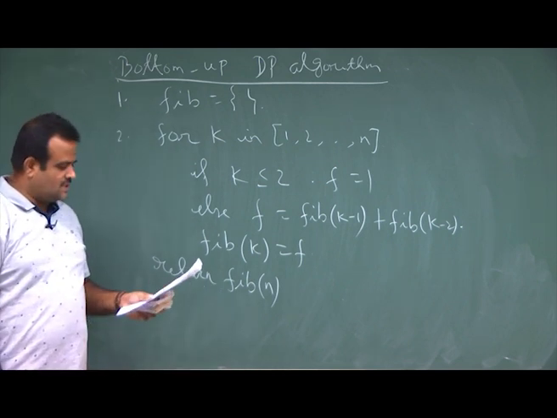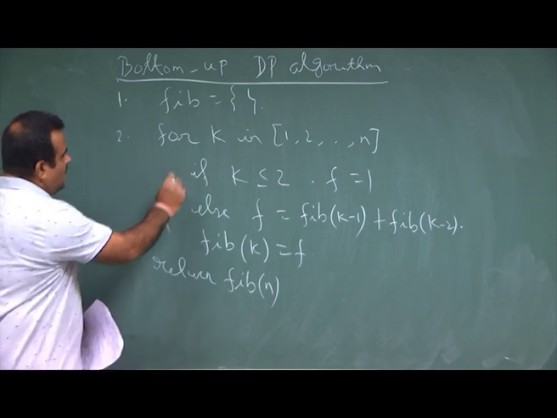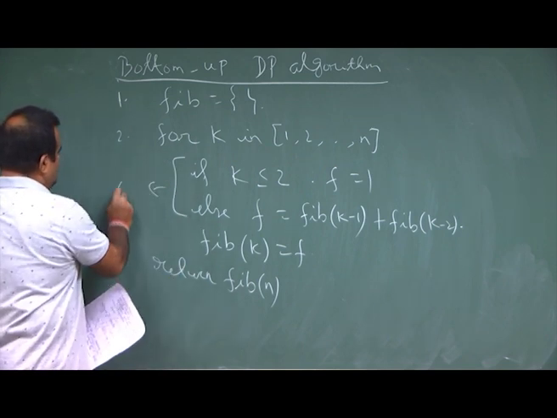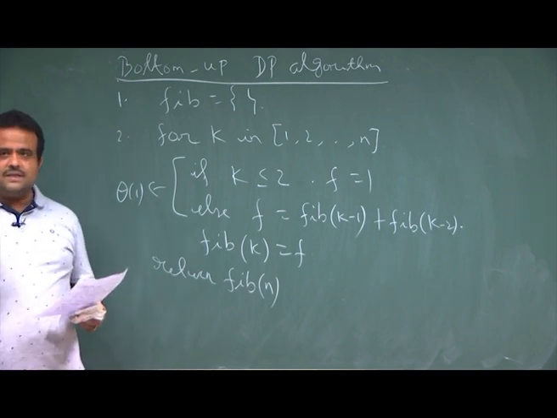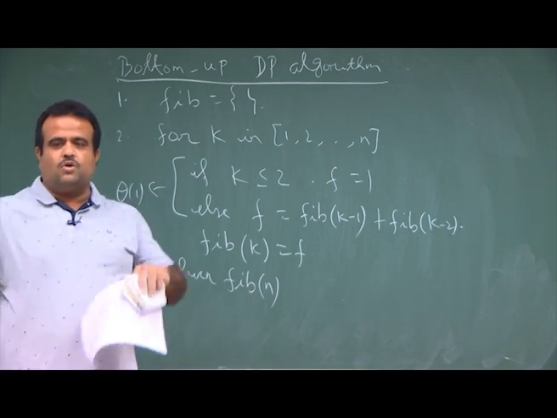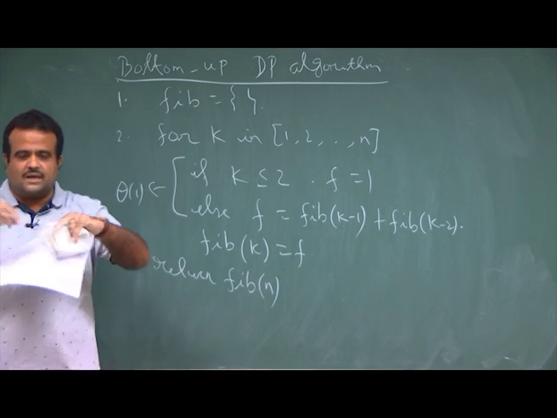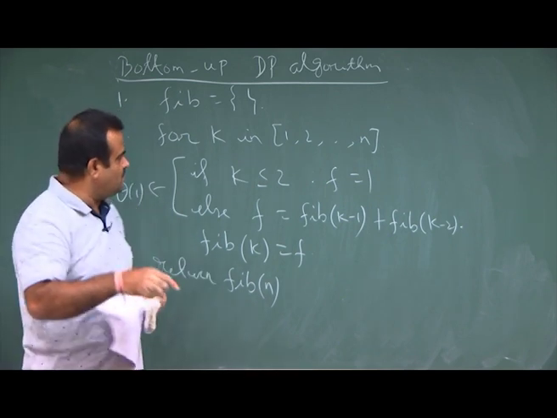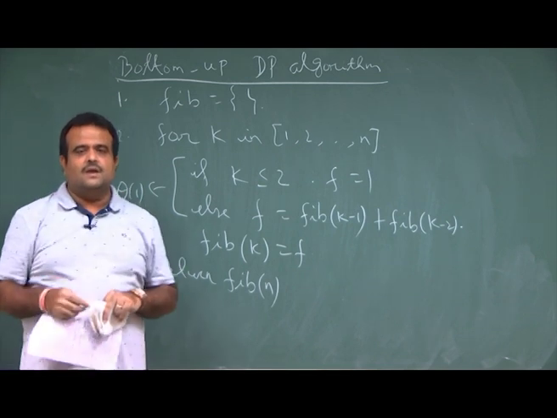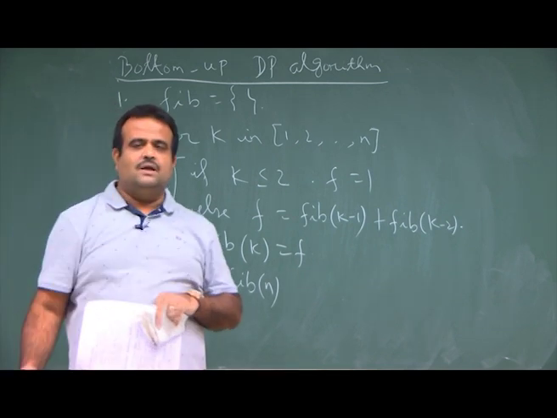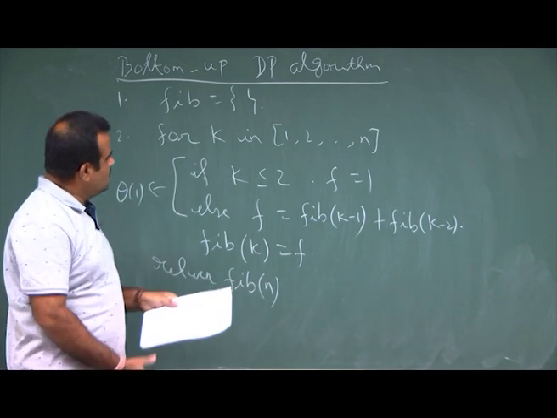So, this part is basically theta of 1 time. We are just storing the last two values. This is the bottom up way. We start calculating f1, f2, then f3, f4. So, always we store the last two values like this.